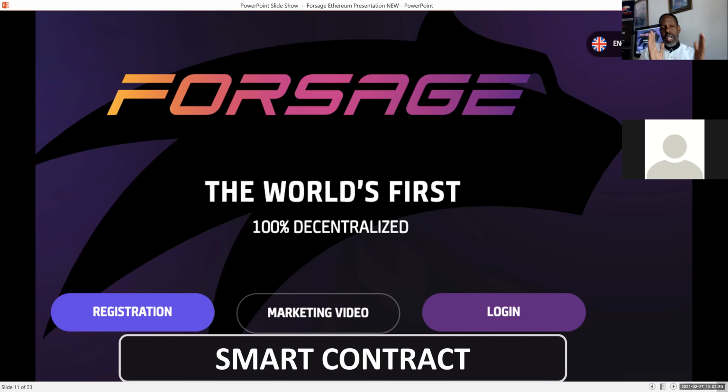Now, Foresight is the program that we want to talk about. Foresight was launched exactly 1 year ago, in February of last year. But some of us, like myself, only got to know about Foresight in December, that is 11 months later. But what I have been able to experience out of this particular smart contract is quite amazing, and I'll be able to share that. So Foresight is the world's first 100% decentralized smart contract.